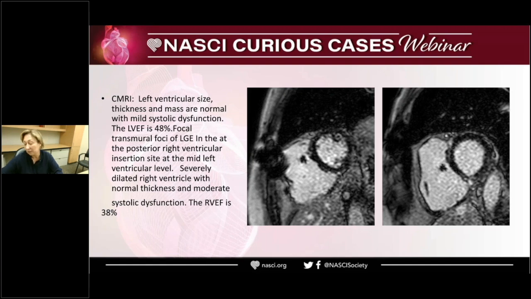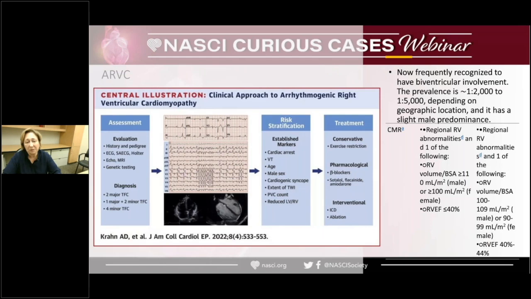So if we are talking about diagnostic criteria for ARVC, there are multiple. It's a very complex diagnosis, combining clinical, genetic, EKG and imaging findings. We're talking about the Padua criteria, and those criteria were modified in 2020, I believe. The older ones were from 2010. We're still talking about the major and minor criteria for diagnosis of ARVC.